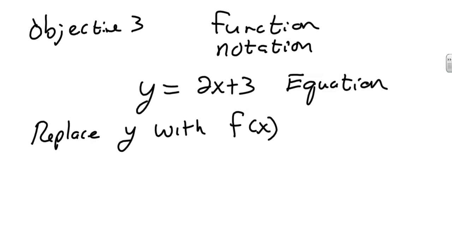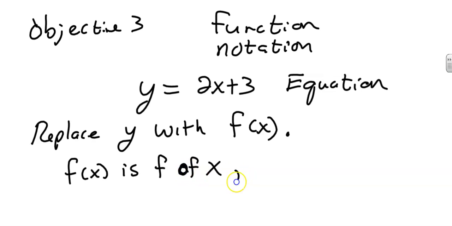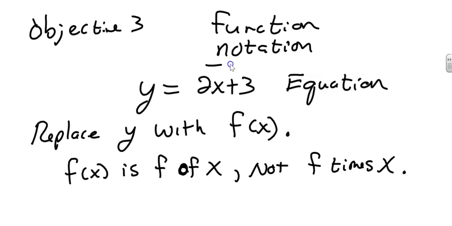Now, the biggest thing on this one is it's not f times x. When you read this one, it's f of x. It's not f times x, because sometimes with parentheses, we're used to knowing that that's multiplication. Well, if they talk about anything with functions, they should say something about it being a function, so when they write it this way, you know it's not multiplication.